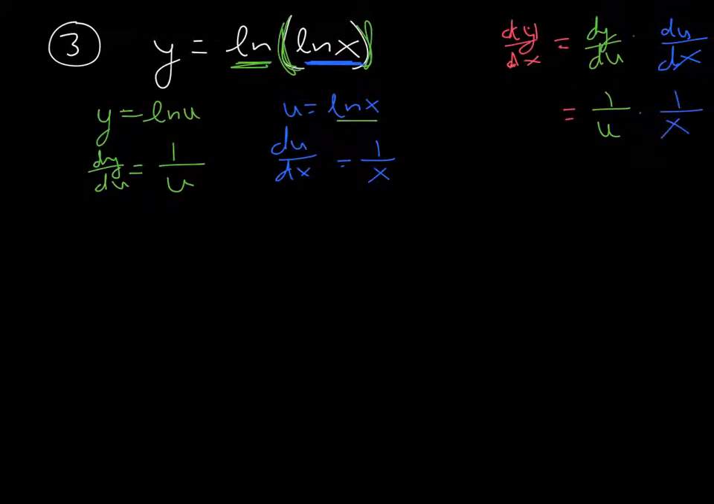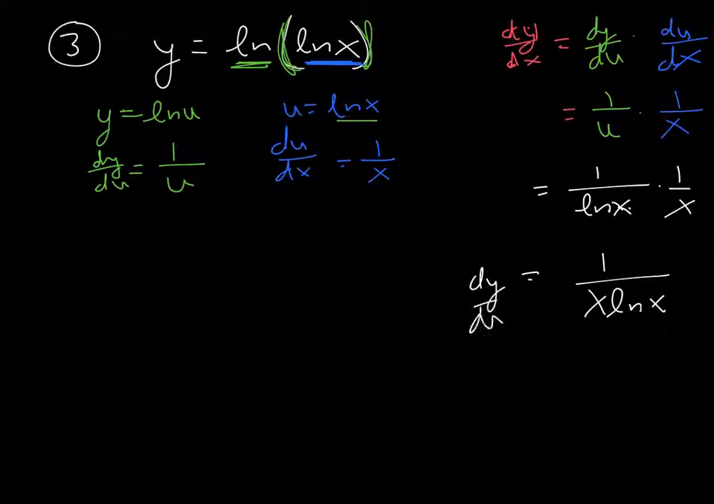Of course, I need to make my substitution here. So my final answer is 1 over u, where u is the natural log of x. So I'm going to substitute that in times 1 over x, and I'm going to write that as 1 over x natural log of x. That's going to be my final answer there. Okay, let's do one more.